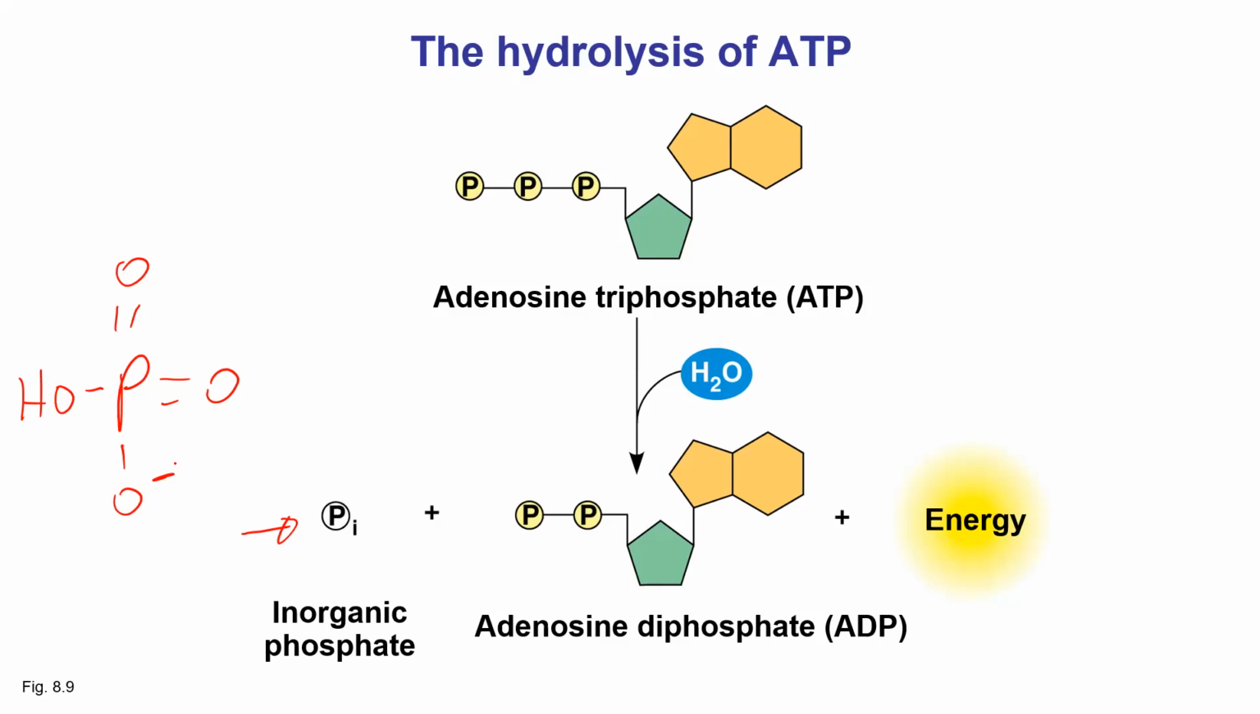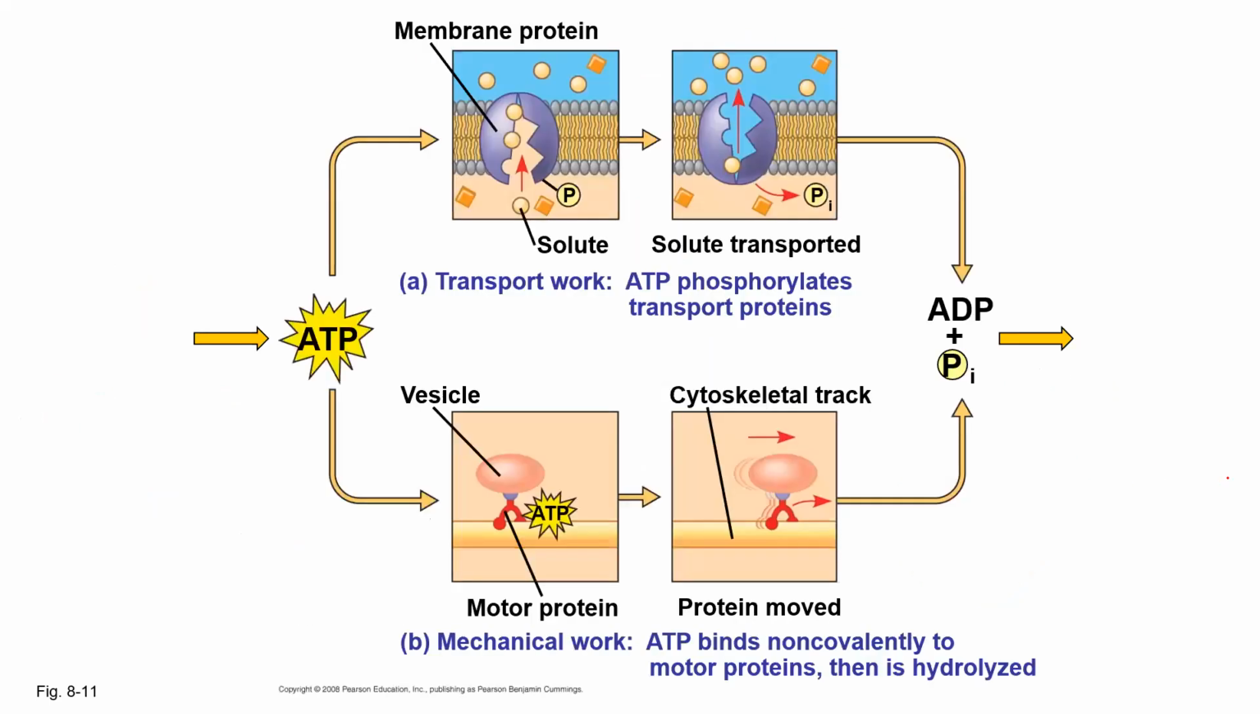Sometimes it's just shown as a P with a circle around it. But you can see we broke one of these high energy bonds, and now we have ADP, adenosine diphosphate, and we've released energy, and that energy can be used to complete cellular work. So a little bit more about that. What do we mean by cellular work?